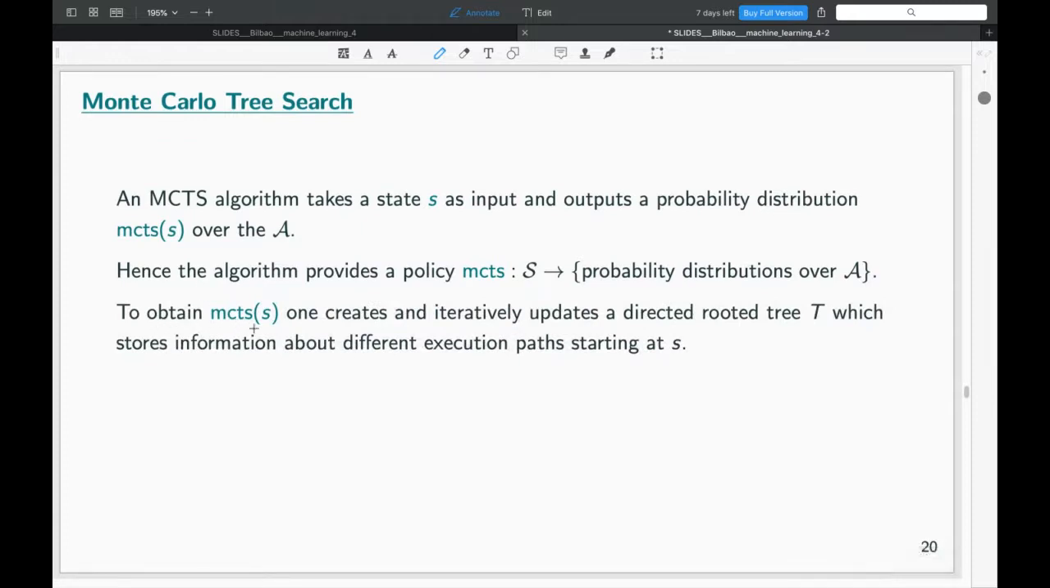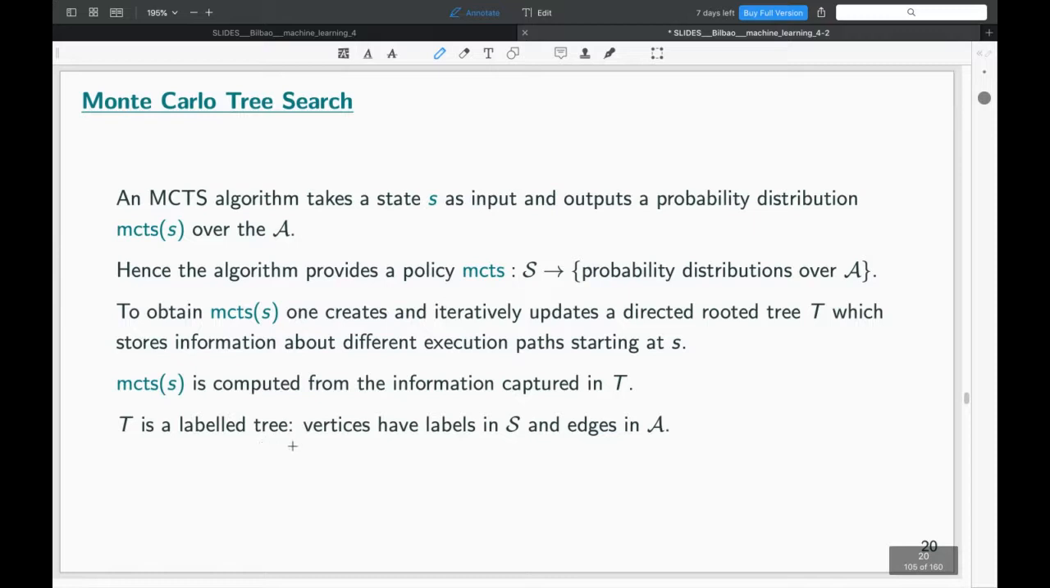To calculate the distribution assigned to a state, you do the following on a very high level. You create, and I will explain in detail how you do this later, and iteratively update a tree T, which stores information about different execution paths of the game starting at S. And then you compute your distribution from the information that is stored in this tree.